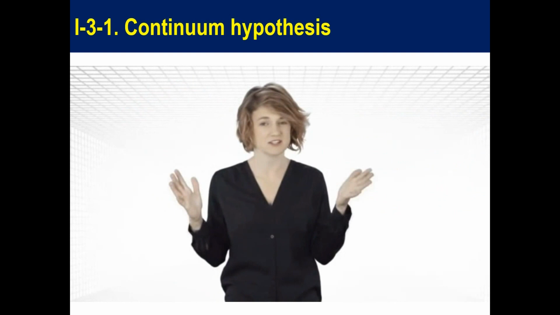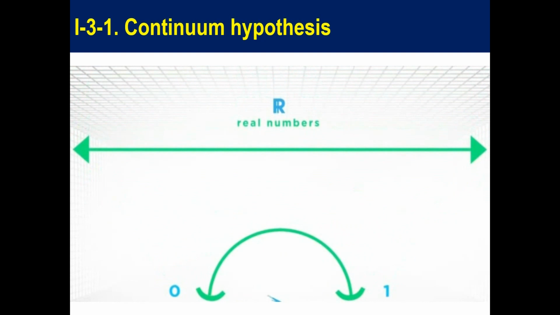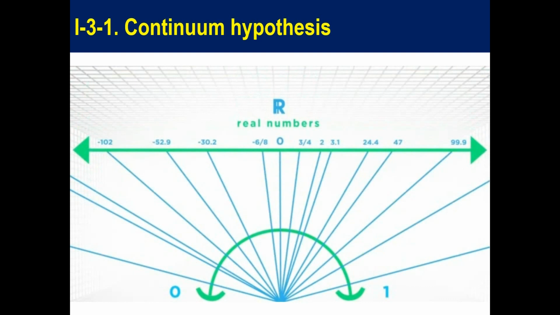Here's the bijection that shows that the interval from 0 to 1 is the same size as the real numbers. You can use the same idea to show that any interval is the same size as the entire real number line. We bent the interval into a semicircle.